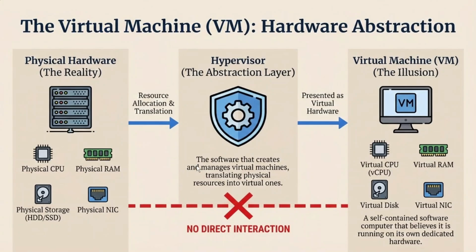Let's first see what hardware abstraction looks like. In this image, the physical hardware on the left doesn't directly interact with the virtual machine on the right. Instead, the virtual machine gets its own virtual hardware that the hypervisor provides. So, how does this help the virtual machine be hardware agnostic? Let's take a look.